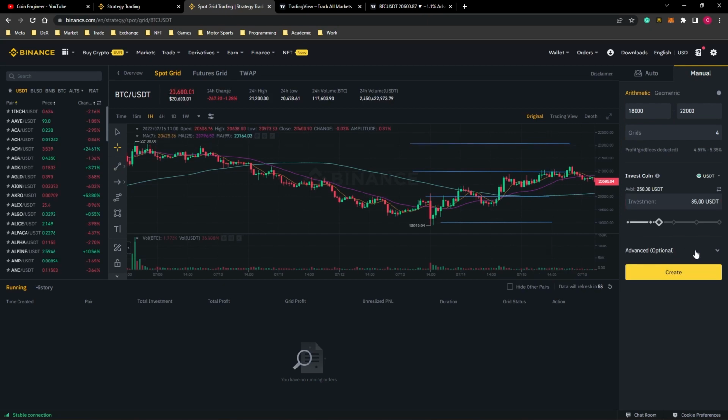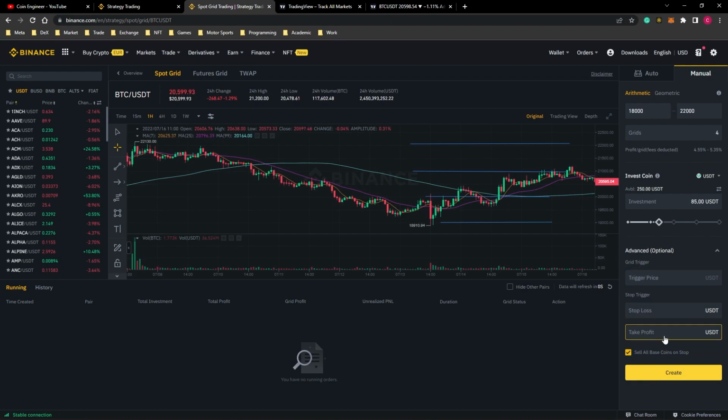And here we have the advanced option, and from here we can set our trigger price, stop loss, and take profit levels. For example, I want the system to enter on my behalf when the Bitcoin price touches back to $18,000, and I want to put my stop loss level at 17,700 in case the Bitcoin price falls even lower. And here I will set my take profit level to $22,100.